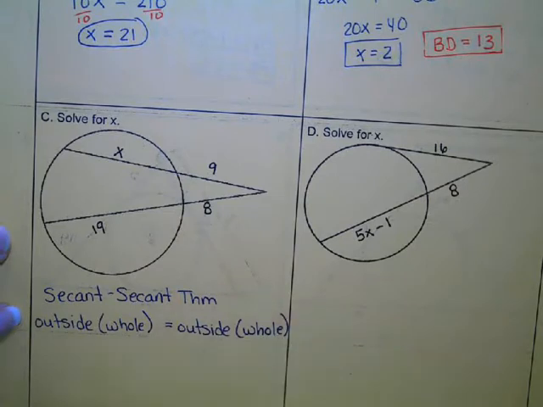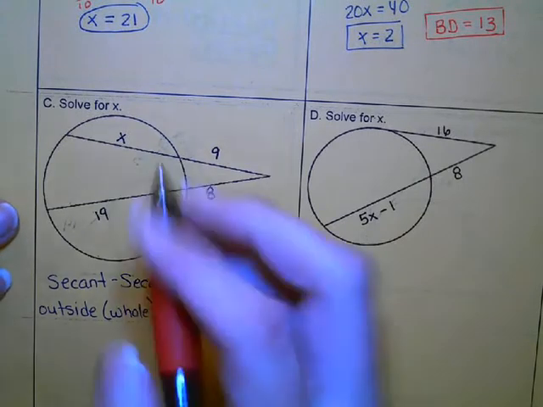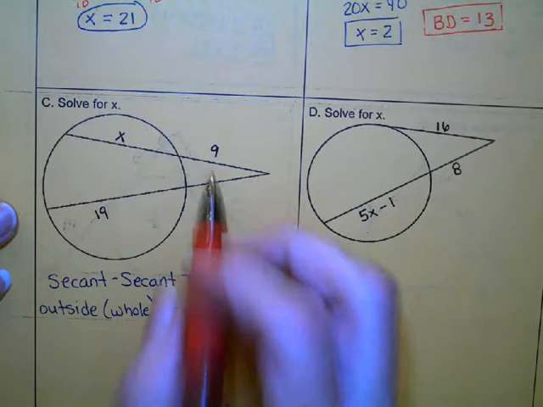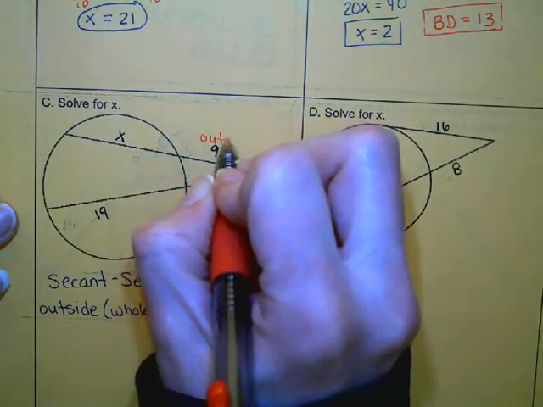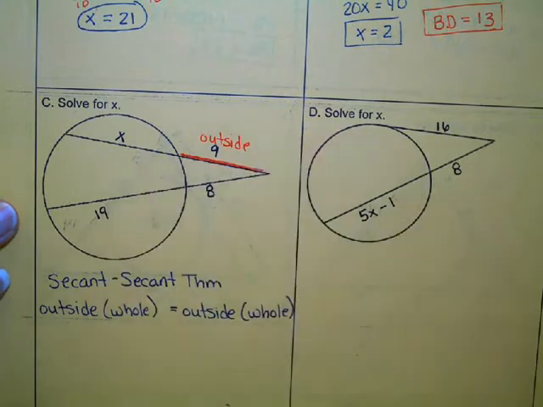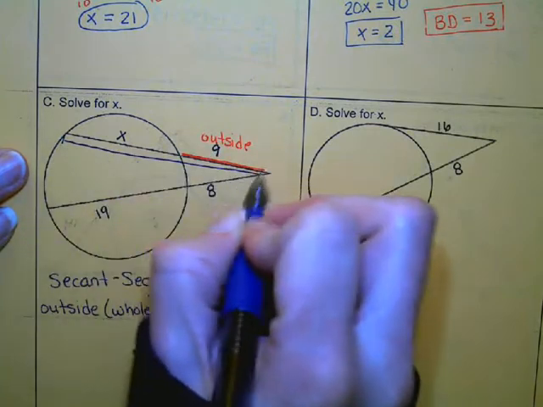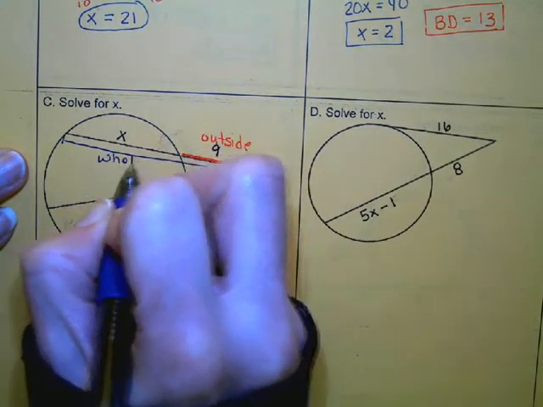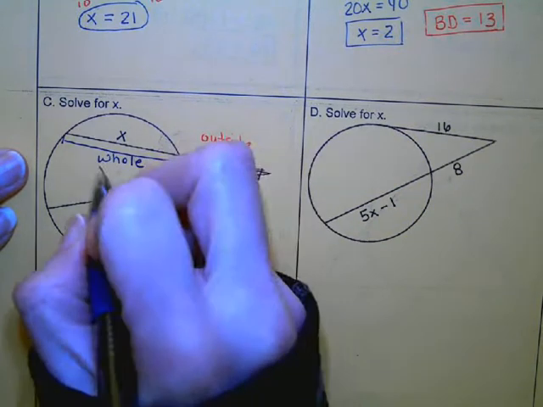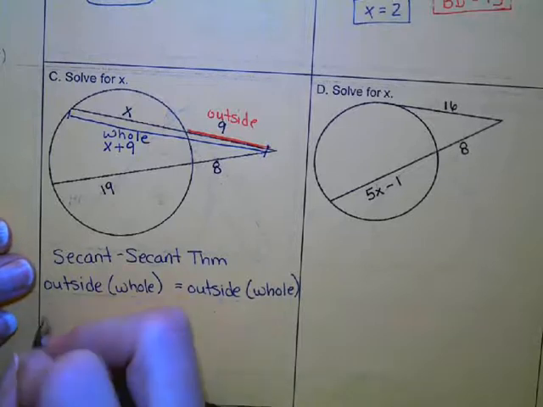We're referring to one secant at a time. So on the top secant here, 9 is on the outside. And if I want to know the whole length, from here to here is considered the whole length. That would just be x plus 9. So when I write that, the outside would be 9 times the whole length of x plus 9.